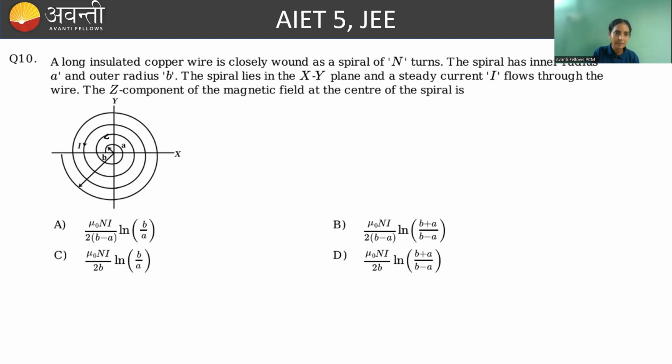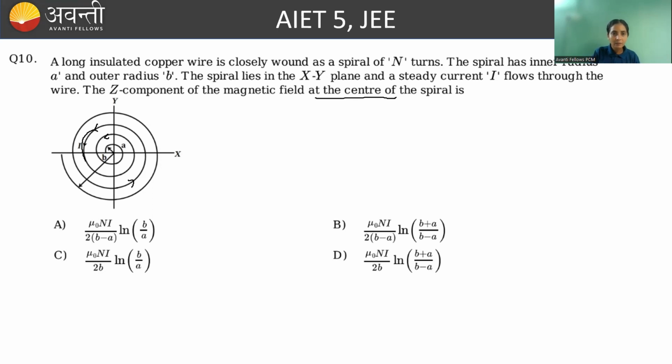So each section has how much current flowing through it? I. Through each wire, if I talk about this turn, it has current I. If I talk about this turn, it has current I. So each coil has current I flowing through it. We need the magnetic field component at the center of the spiral. So what will be the magnetic field because of this spiral at the center?